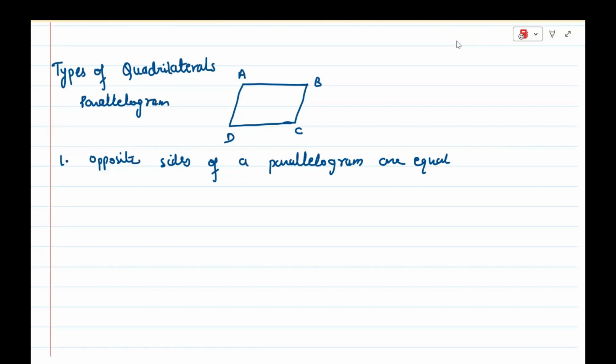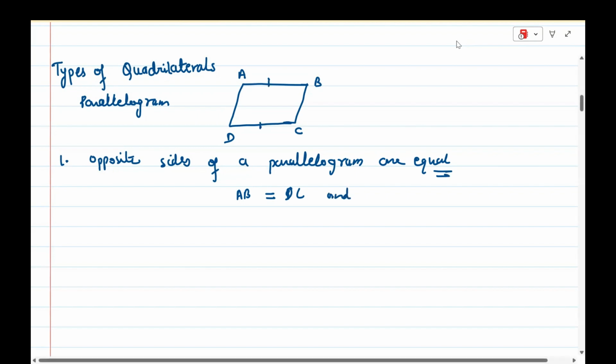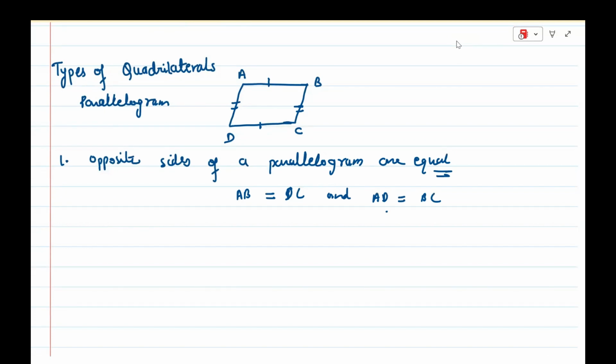So we understood what is opposite side, correct? AB has opposite side DC. So definitely AB is equal to DC because the property says opposite sides of a parallelogram are equal. And also AD's opposite side is BC. Opposite means face to face. So AD is opposite to BC, so they are also going to be equal. So we can say a parallelogram has two pairs of opposite sides, and they are equal.